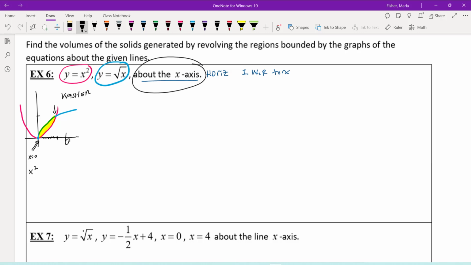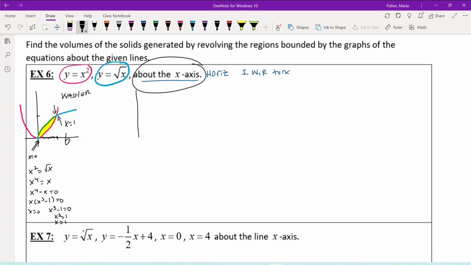If I set x squared equal to the square root of x, and I try to solve this, well, squaring both sides to get rid of the square root, I get x to the fourth equals x. Moving everything over to the left so that I can then factor, x to the fourth minus x is equal to 0. Factoring out an x, I get x is equal to 0, and x cubed minus 1 is equal to 0. And this guy here, x cubed is equal to 1, is just x equal to 1, which means these two curves intersect here at x equal 1.